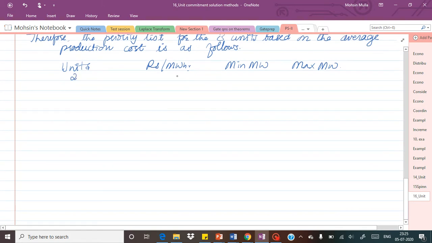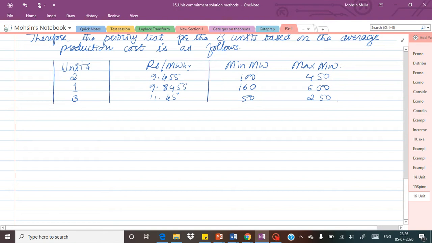First we take the most economic unit, number 2, with the lowest production cost, and its minimum is 100 and maximum is 450. Then the next most economic is unit number 1 with 9.8455, with minimum 160 megawatt and maximum 600 megawatt. Then the least economic, 11.4550, with minimum 50 and maximum 250. Okay, so this is the priority list we get from the analysis by considering the average production cost.